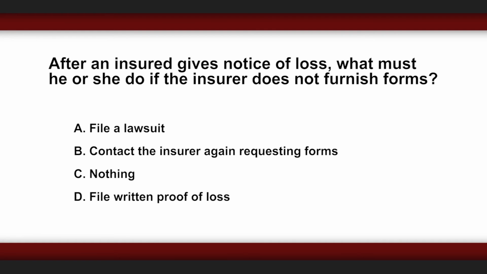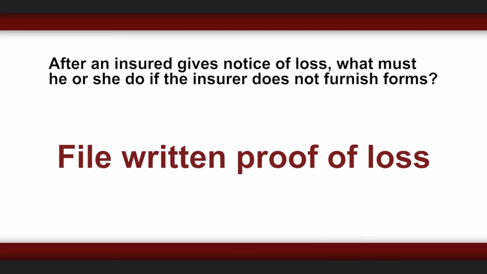After an insured gives notice of loss, what must he or she do if the insurer does not furnish forms? File a lawsuit, contact the insurer again requesting forms, nothing, file written proof of loss. The correct answer is file written proof of loss.